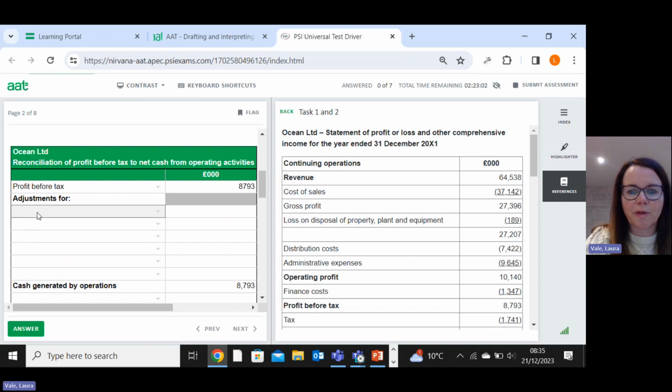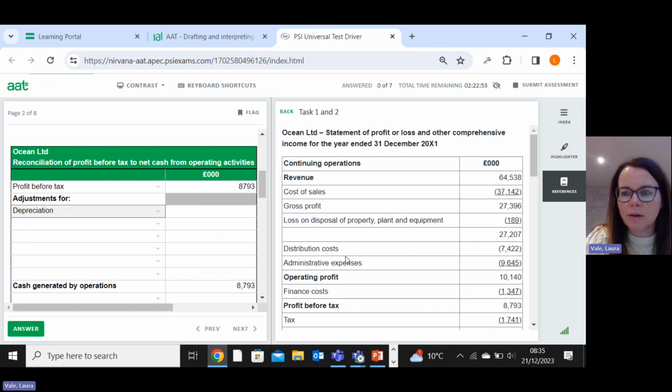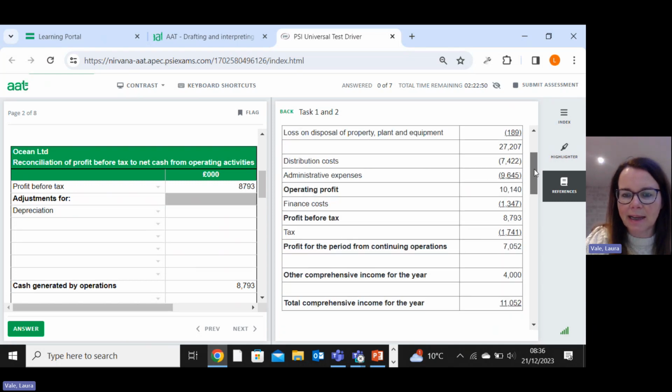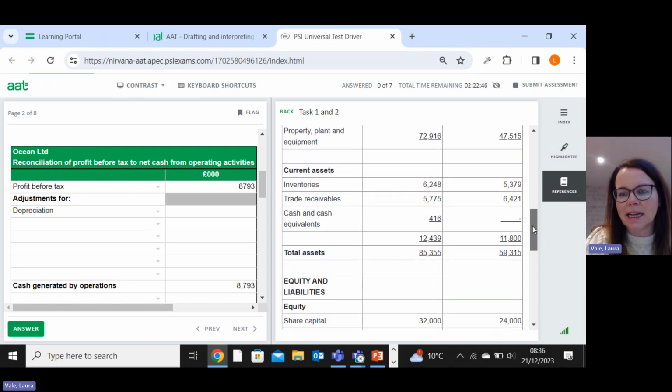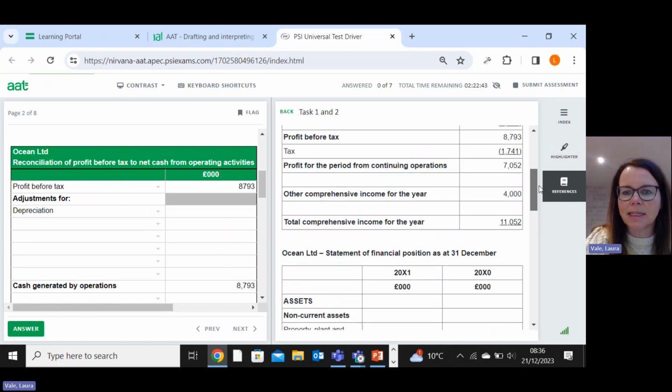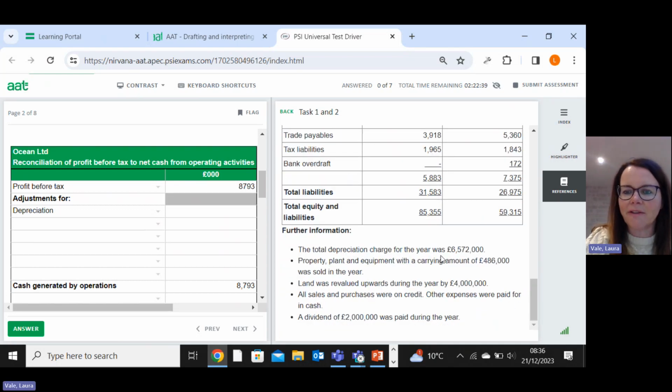Then adjustments for, so I always think of these in sections. I always start with the ones to do with non-current assets. So that's going to be depreciation, which of course I have to add back. I'm adding it back because it was subtracted as a non-cash expense in my statement of profit or loss. But of course you don't physically pay for it. So the figure here, depreciation charge 6572. Watch out for your zeros, because of course this is already in thousands.